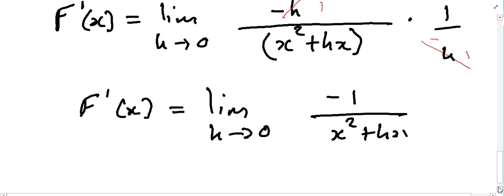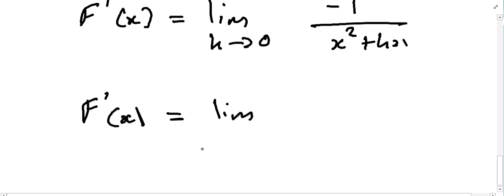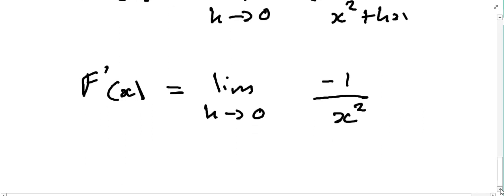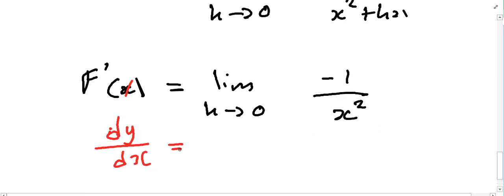Since we have found that, the best way now is just to put 0 where there is h. So f prime of x is equal to lim as h approaches 0 of negative 1 over x squared, because when h is 0, 0 times x is just 0. So that simply means our dy/dx is equal to negative 1 over x squared. Then you have used the first principle to work that out.